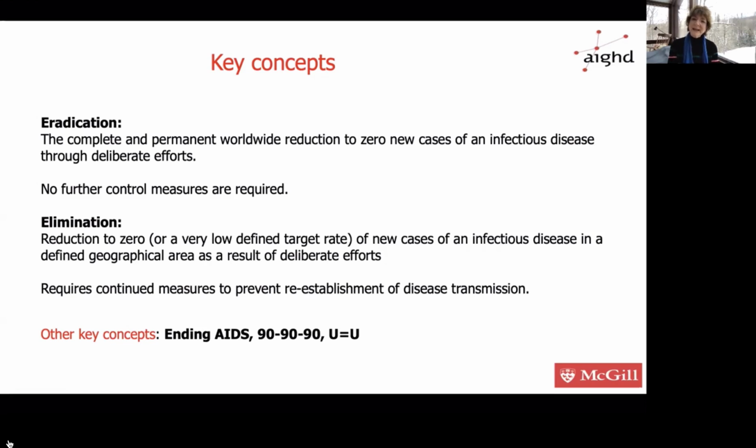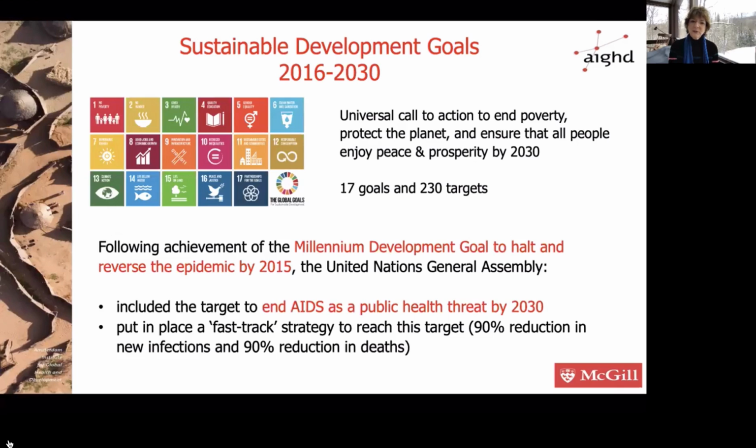We're going to look quickly now at ending AIDS, 90-90-90, and U equals U. I know many of you know these already, but this is just to make sure that we get onto the same page. So following achievement of the Millennium Development Goal to halt and reverse the HIV epidemic by 2015, the UN General Assembly included a target to end AIDS as a public health threat by 2030 among the 230 targets, and put in place a fast-track strategy to reach this target. So a 90% reduction in new infections and a 90% reduction in deaths by 2030.